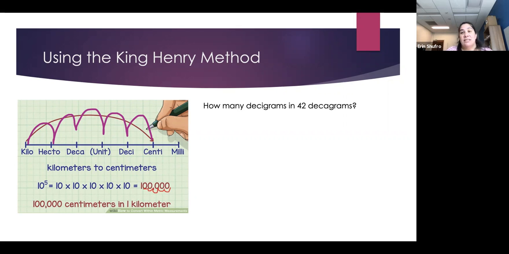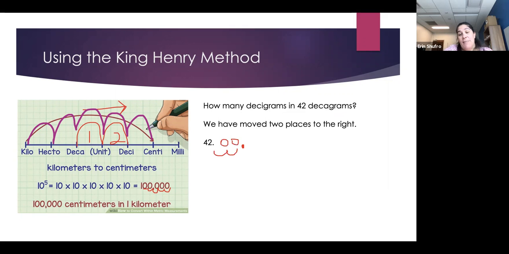So let's see how this works with an actual number. How many decigrams in 42 decagrams? Again, I'm at deca and I want to get to deci. That is 2 spaces to the right. So I take my decimal point and move it 2 places to the right. Essentially, I'm adding 2 zeros. So there are 4,200 decigrams in 42 decagrams.